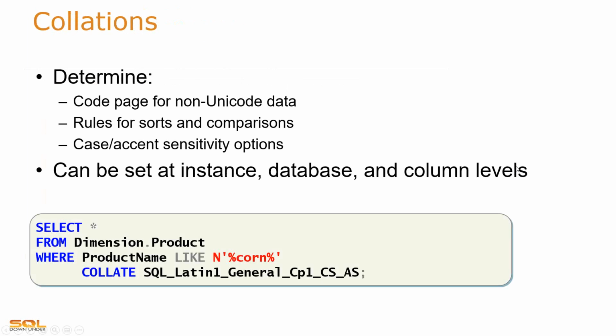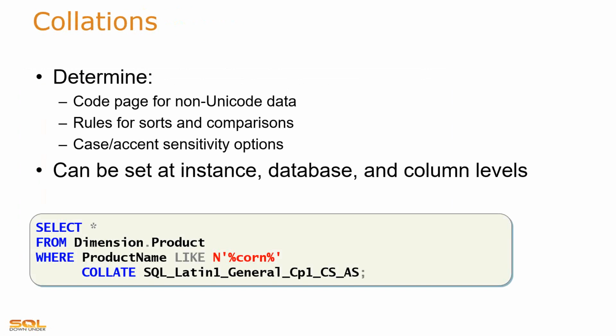Now, next concept to understand is collations. And people often get confused about what a collation is. A collation is a set of rules that determine how sorting and comparisons work. So they determine whether case matters, like, does a capital C match to a lowercase c or not? They work out whether or not accents matter. So is an A with an accent the same as an A without an accent or not? So that's the case sensitivity stuff.